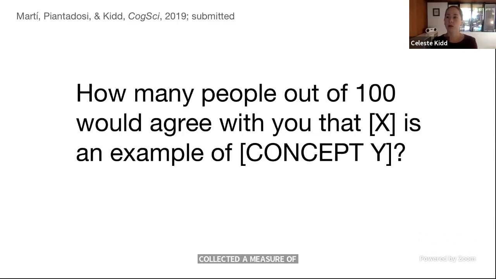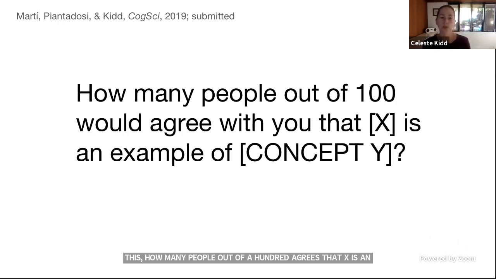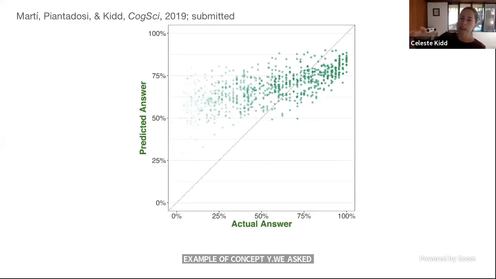How many people out of 100 would agree with you that X is an example of concept Y? We asked people to report how many people they expected would share their concept. And what we found was this. This plot represents people's expectations for others to possess the same concepts as them. If people were perfectly in tune with the variance in others' concepts, you'd expect to see all of the data clustered along that diagonal line.